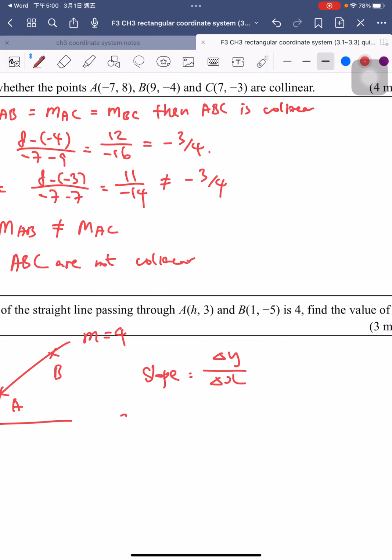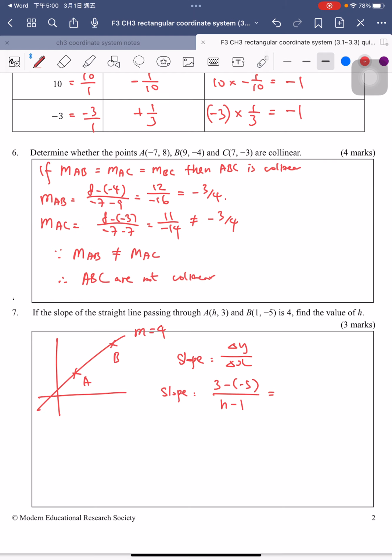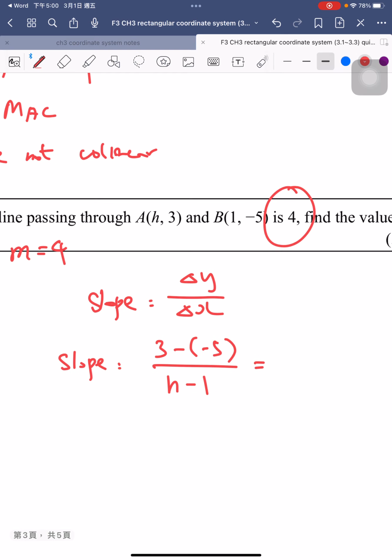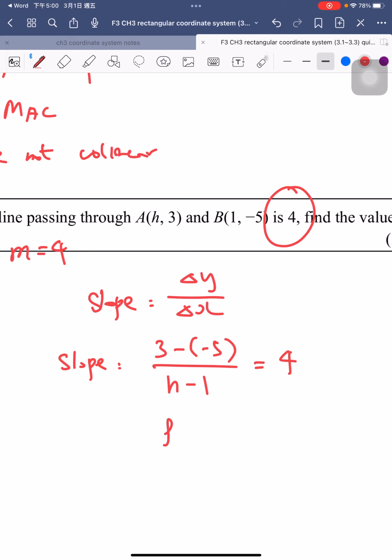So we can write it down. The slope is going to be equal to 3 minus -5, divided by the change of x, which is h minus 1. And as we know the slope is equal to 4, we can set this equal to 4. Now, as we don't want h minus 1 in the denominator, we move it to the right hand side. The fraction line means divide, originally it's divide on the left hand side. I don't want it to be divide, so I move it to the right hand side and it becomes times, so we can say 8 is equal to 4 times the whole thing, h minus 1.